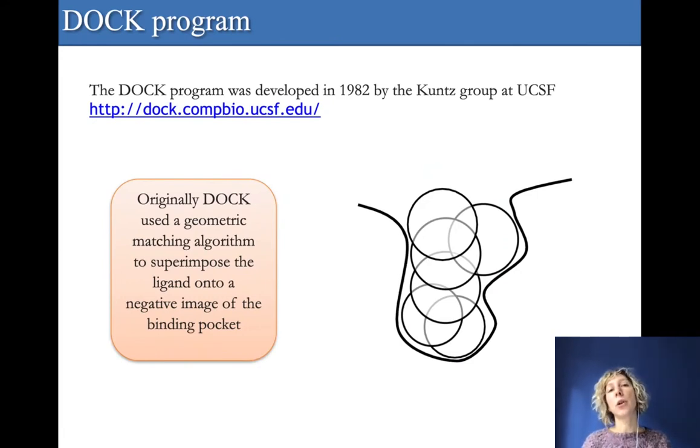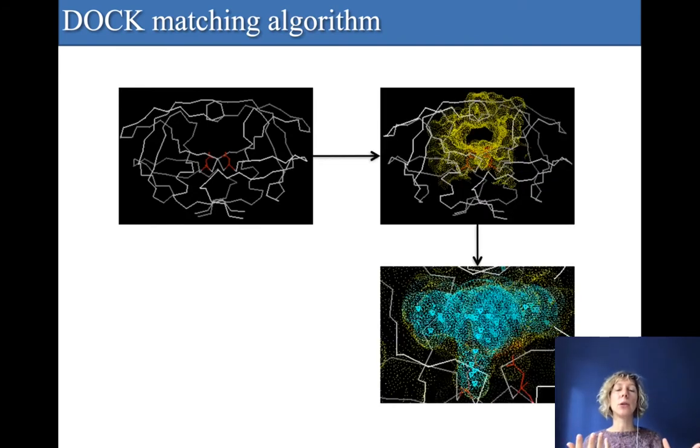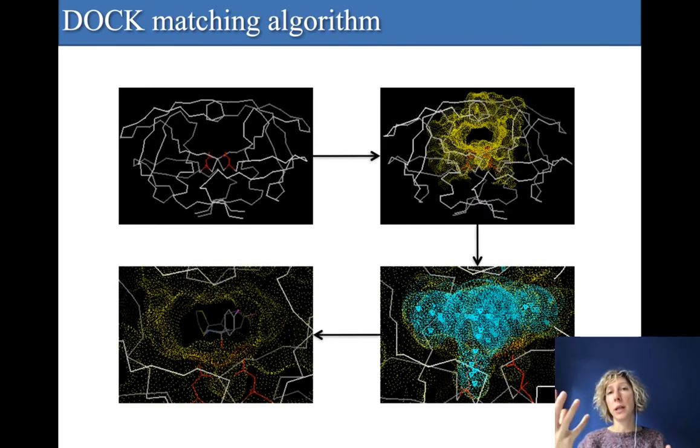So here is an example of a docking program, which is called DOCK, which was developed in the 80s by the Kuntz group at UCSF. And originally DOCK was using a geometric matching algorithm to superimpose the ligand onto a negative image of the binding pocket. So you start with your protein, you determine some binding pockets that you have to detect, which correspond to cavities. Then you take the negative image of this pocket, that's the blue mesh, and then you are trying to put your ligand, your small molecule, inside this negative image of the binding pocket.